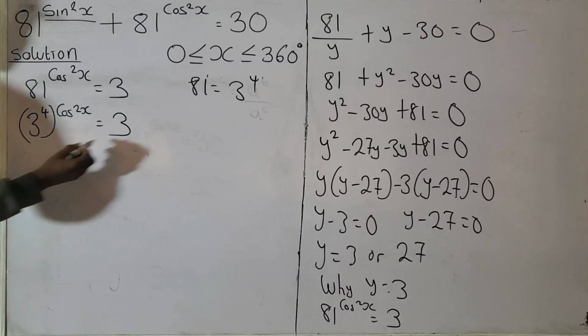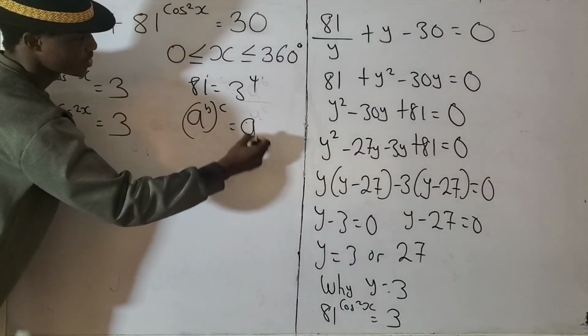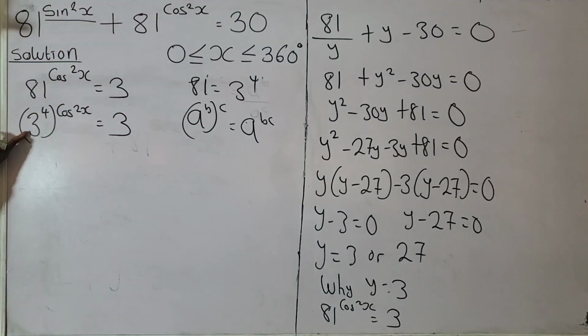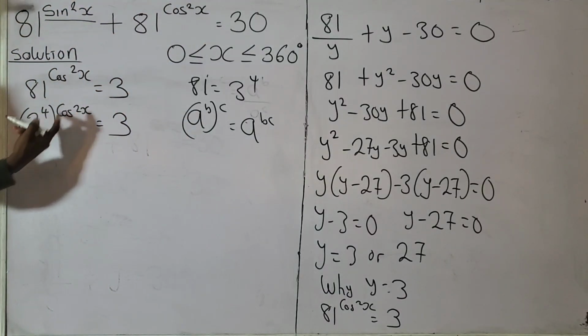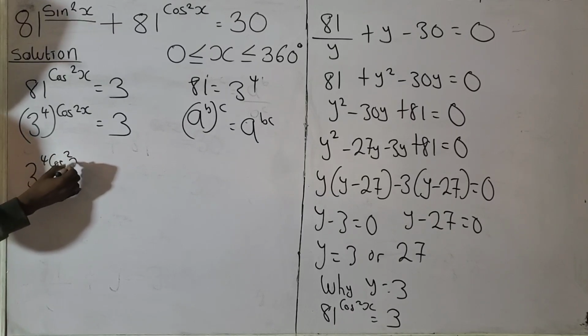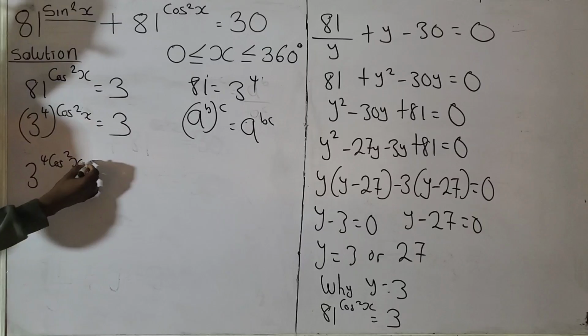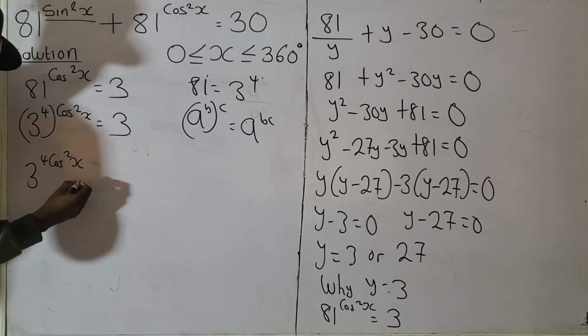Okay, if you have a raised to the power of b raised to the power of c, this can be written as a raised to the power of b times c. So 3 raised to the power of 4 raised to the power of cos²x can be written as 3 raised to the power of 4cos²x. This is not cos 2x, it's cos²x. And this will be equal to 3.